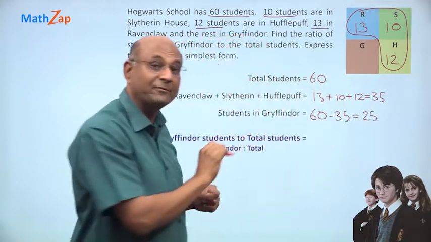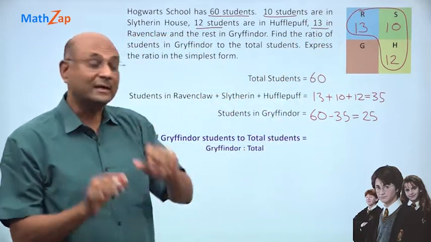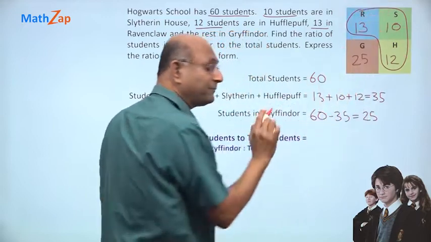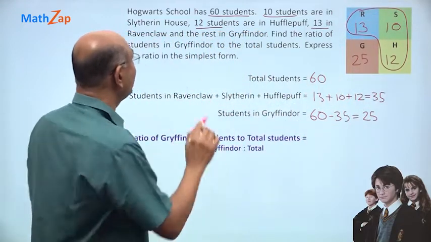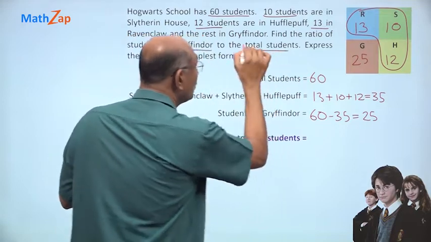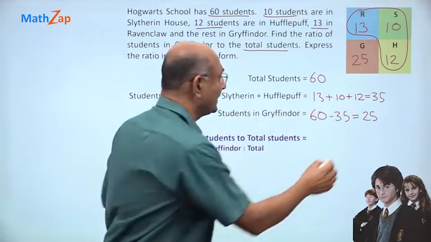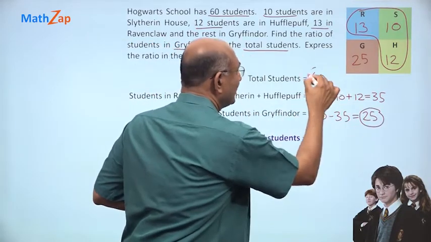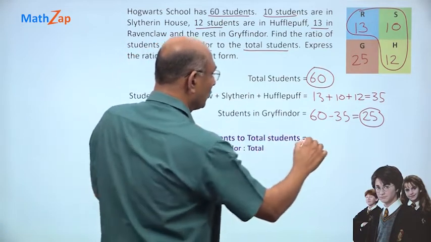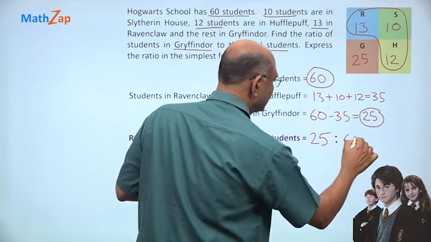So how many students in Gryffindor? 25. In the other houses, how many? 35. So should I say 25 is to 35? No. Read the question carefully. The question says how many in Gryffindor to the total. Gryffindor to total. Gryffindor is 25. Total is 60. So we want Gryffindor students to the total. So 25 is to 60.